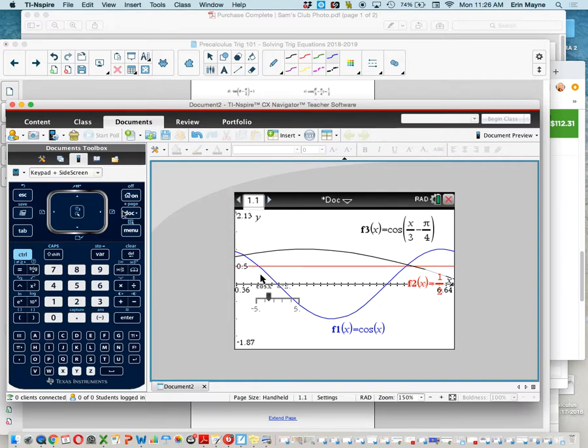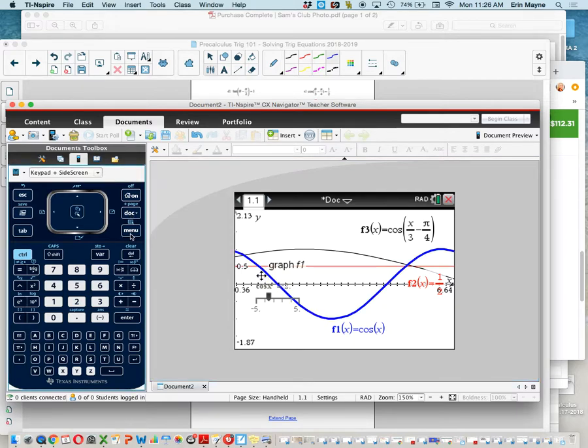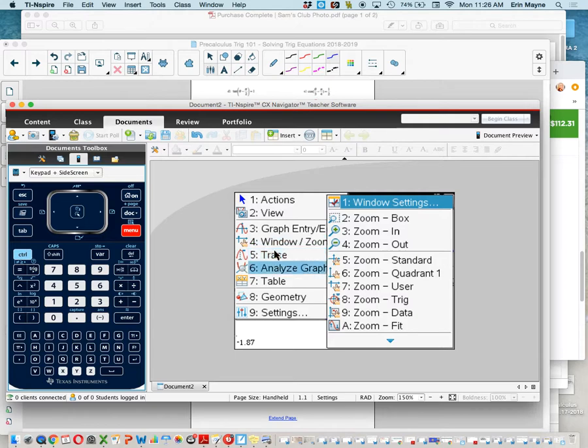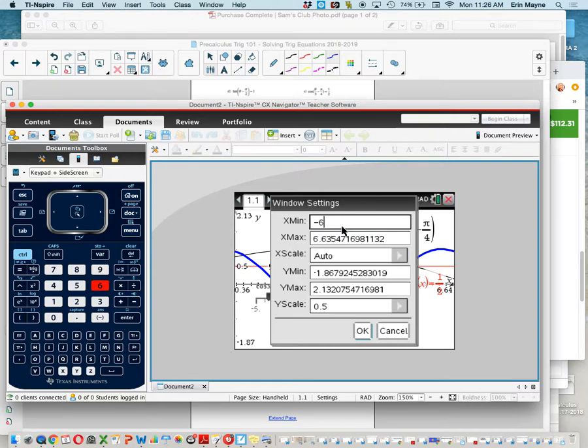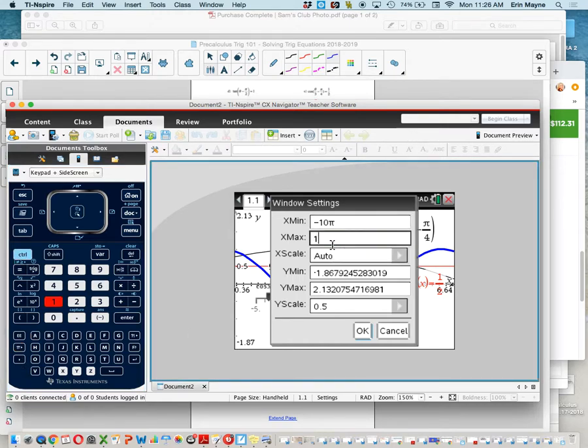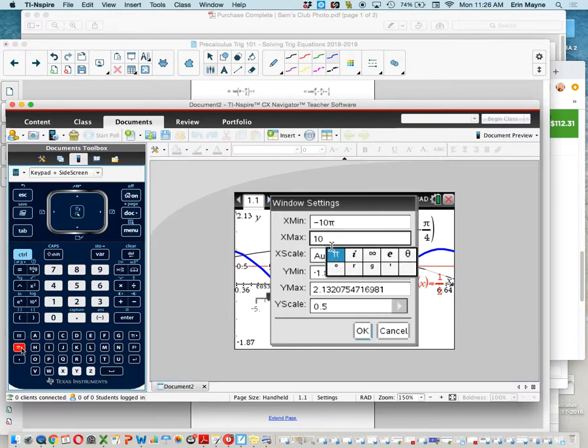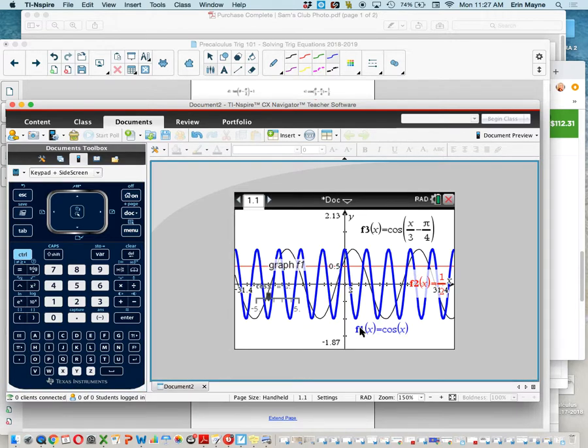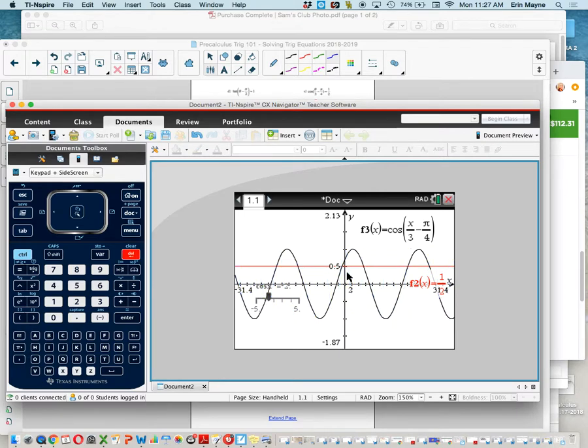Now, if we were to back this up so that I could see a little bit more of the picture, I'll show you what I mean. Let's say I were to go from negative 10 pi to 10 pi. You don't have to do this, but it might give you some context. Well, now you can see this blue right here is infinitely hitting your 1/2 over and over again. But if I get rid of that for a second, here's the actual graph.